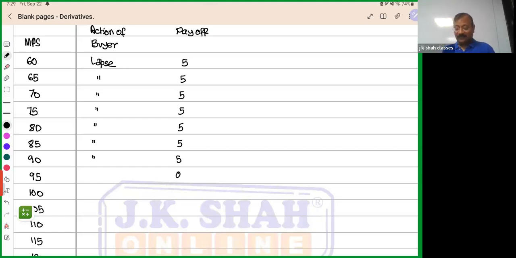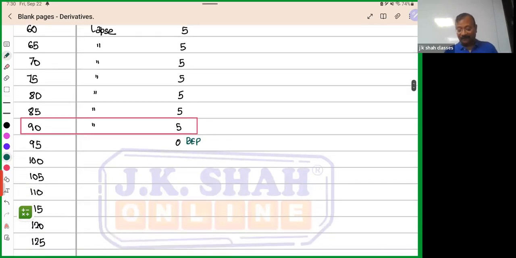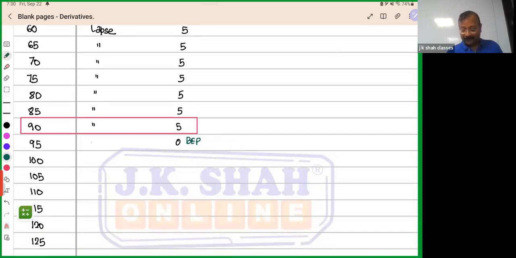Okay. Now in this case, which is your at the money point and which is the break-even point? At the money is 90, and 95 is your break-even point. This is my break-even point. Now at 95, he is obviously going to exercise, right? I'll just use a different color. That means at all these points, he's going to exercise.